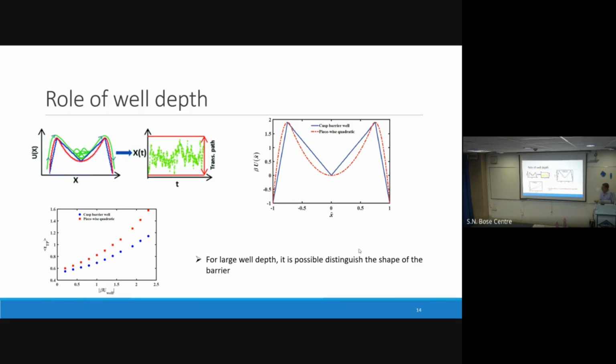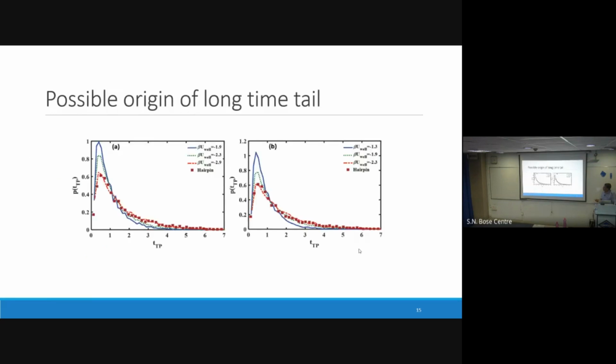Now, varying the well depth, if one plots the mean time for these two types of potential, one can see there is a clear distinction between the cusp barrier well and piecewise potential at longer or larger well depth, and both show a quadratic behavior, which was not available from the analytical calculation earlier. So, for large well depth, one can distinguish between different potential shapes. As I mentioned, trapping of the particle in the well can produce longer time tails.